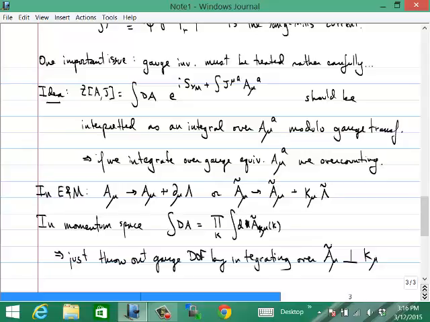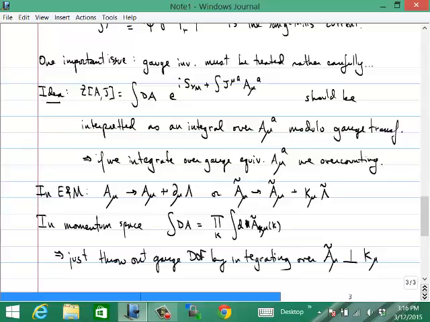So in particular, under a gauge transformation, A_μ will shift by something proportional to k_μ. Okay? So if you integrate only over those A_μ perpendicular to k_μ, then you've automatically chosen just one value of A for each gauge equivalence class. In other words, in the path integral, we just throw out those fluctuations of the gauge field that are parallel to the momentum vector k_μ.